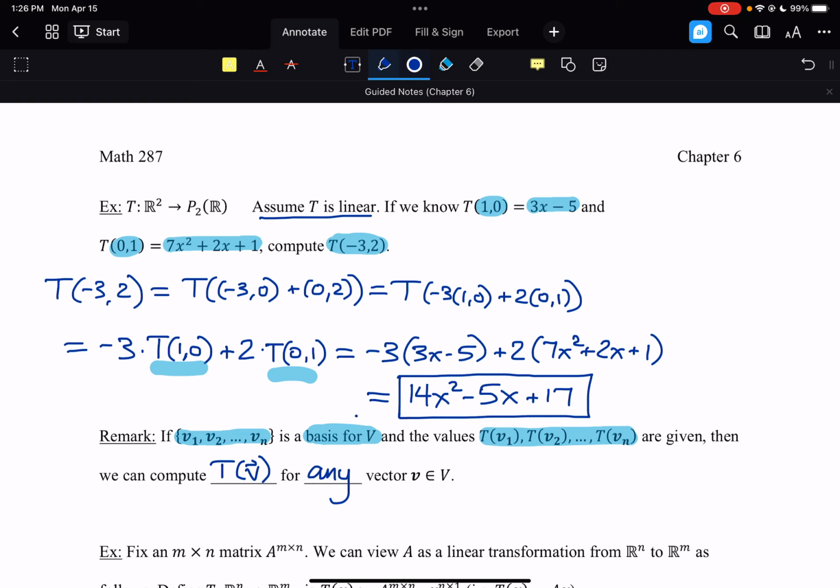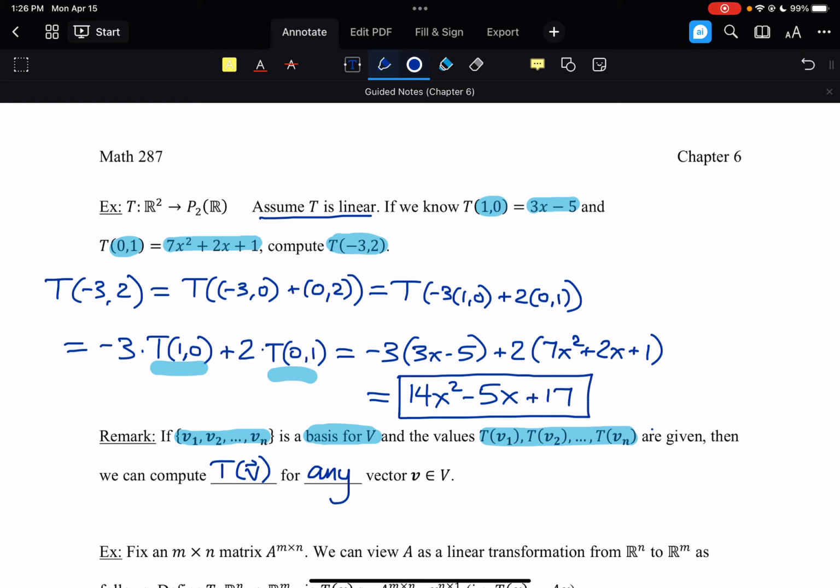So remember what it means to be a basis. If this set of vectors is a basis for V, that means that you can create any vector in V using some linear combination of these vectors, right? Any vector at all can be created using those.